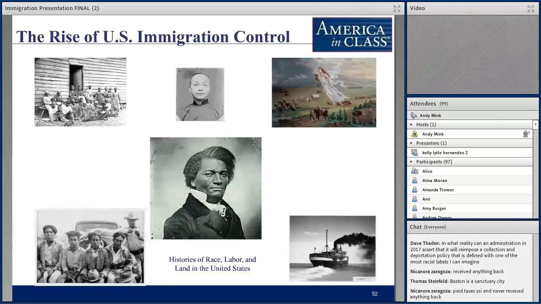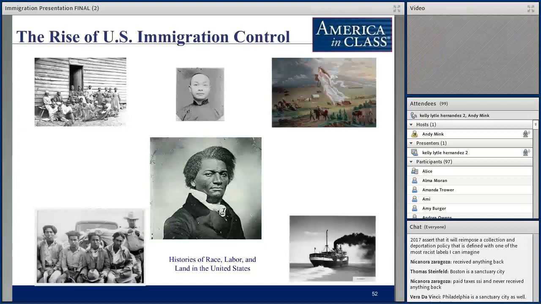But these histories are each most firmly grounded in the racial politics and the land politics of both the American South, but largely of the American West. So when we talk about the history of U.S. immigration control, in many cases, we're talking about the story of Anglo-American expansion across the American West and the particular visions held for who could have access to that land and to a life in this region.